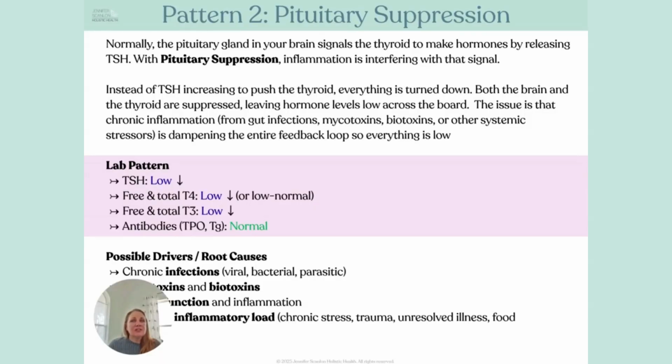And then just an increased systemic inflammatory load, which can come from chronic stress, from trauma, from unresolved illnesses like Lyme or Epstein-Barr, from food sensitivities like I just talked about. There are a lot of things that can cause inflammation in our bodies, and figuring out where that inflammation is coming from and how to support our body is key to resolving the pituitary suppression pattern.